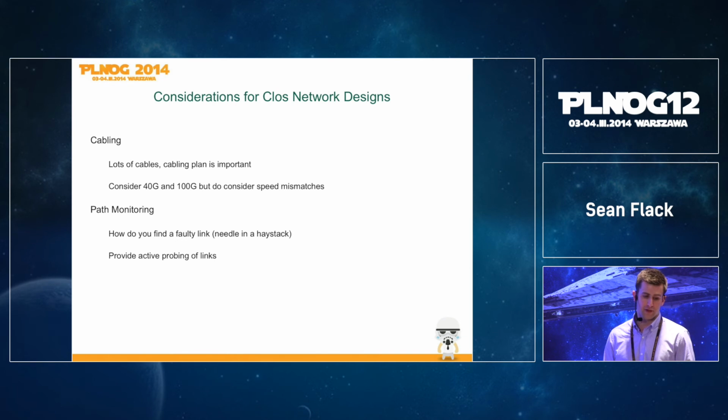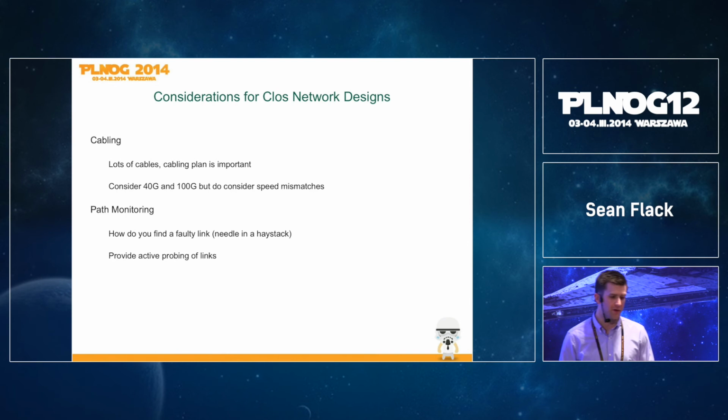Now, another consideration of CLOS network is cabling. If you imagine the network I showed you a minute ago, there are thousands of links in there. How do we manage the cabling of this? So a cabling plan is important. We could also change 4 links of 10 up to a 40 gig link, or we could change 10 links of 10 up to 100 gig. And therefore, we start to reduce the number of cables that we're using.